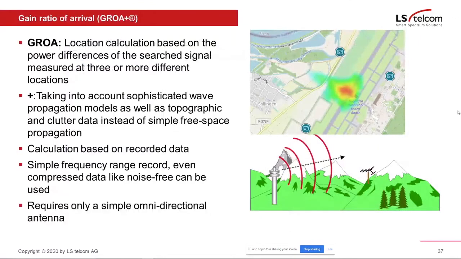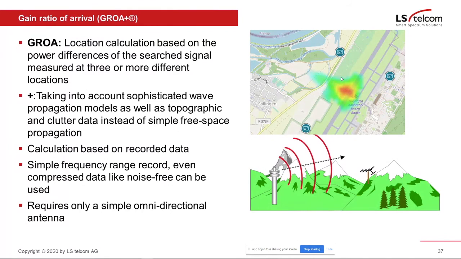So what does GRA plus mean? It's basically the term gain ratio of arrival. That means the location calculation is based on the power difference of the search signal measured at 3 or more different locations. So for sure, if the signal source is far away from a sensor, then it will have a lower power at the sensor than if it's nearer. Yeah, if it's only free space.